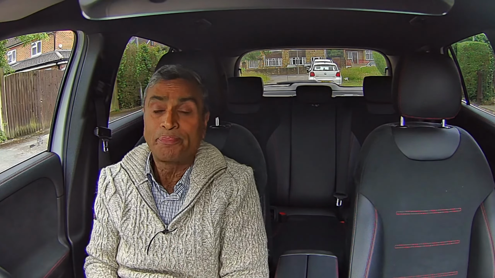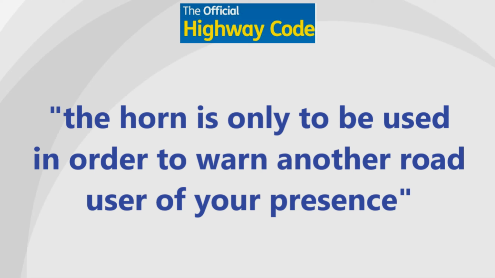Now let's move on to the horn. The horn is a signal that is used by many riders and drivers incorrectly. They either use it in aggression or they use it to let their friends know that they're waiting for them outside. Section 112 of the Highway Code states that the horn is only to be used in order to warn another road user of your presence.